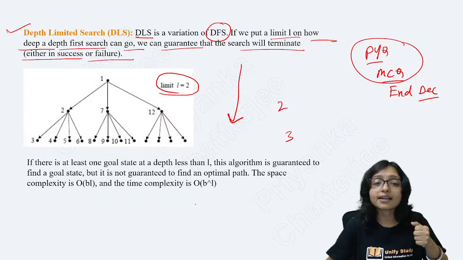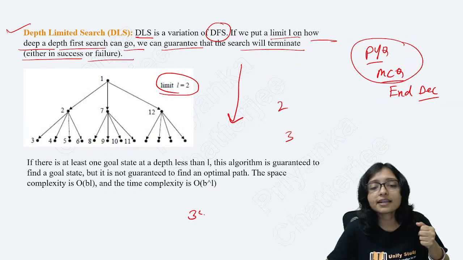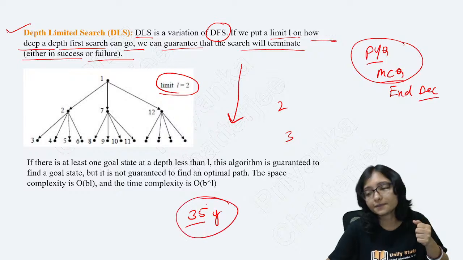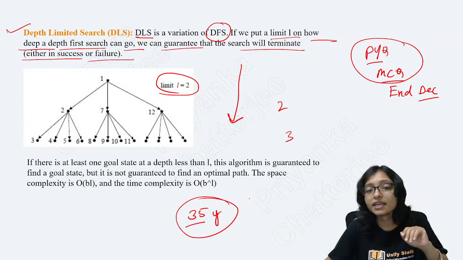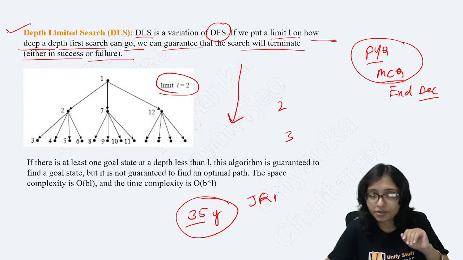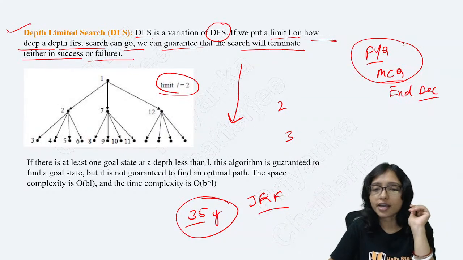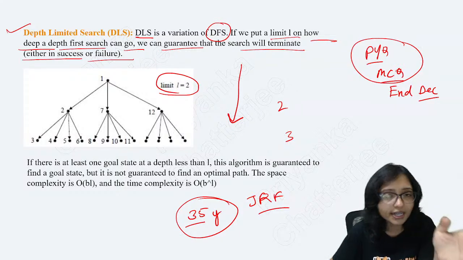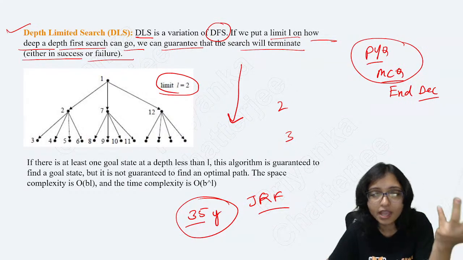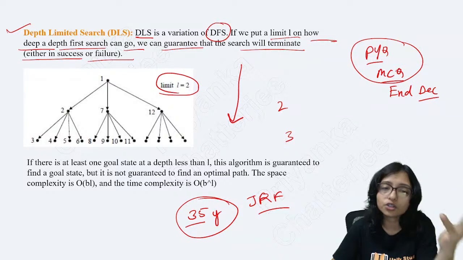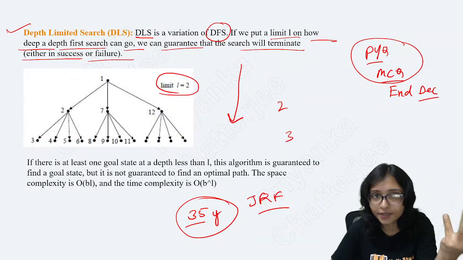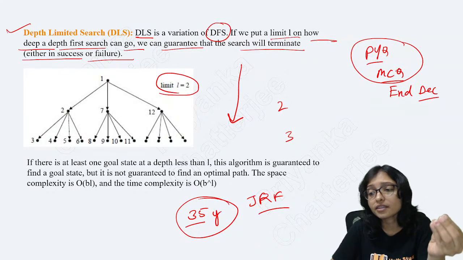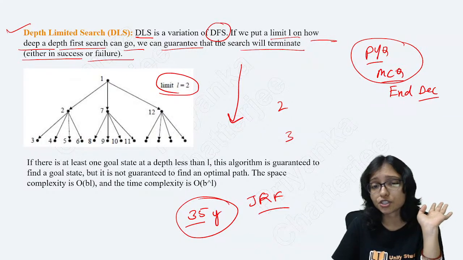It is like this: your age limit is 35 years for women. Till that age only you can try for JRF. After that you cannot try. You may get success, that is okay. You may not get success, that is also okay. After 35 years you cannot try. There is an age limit. This is the limit here in depth limited search.